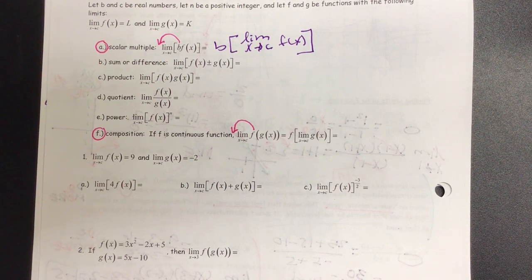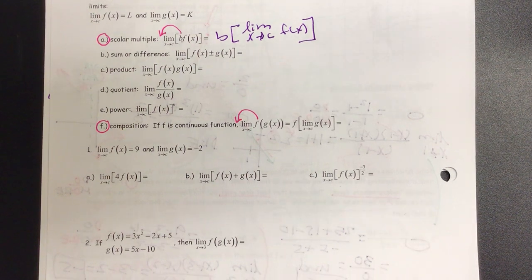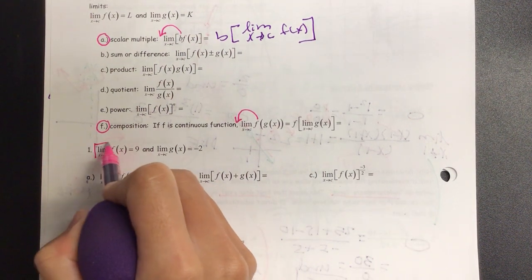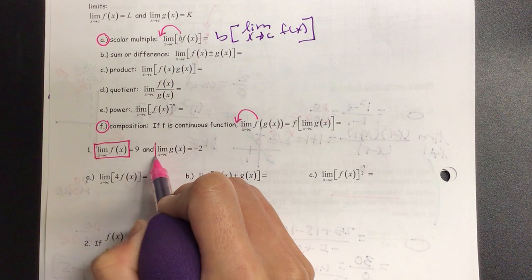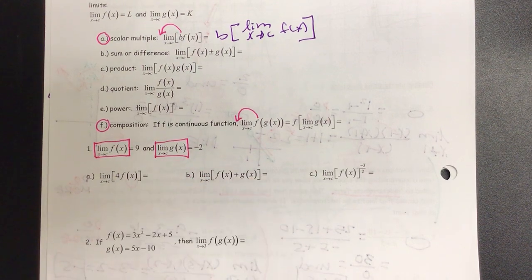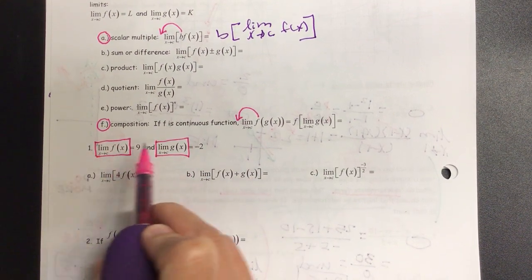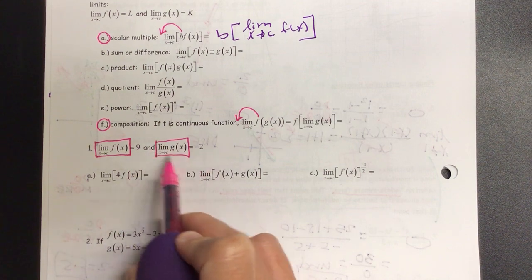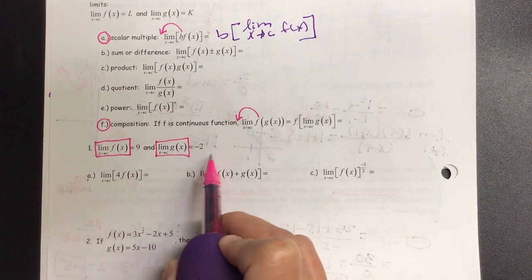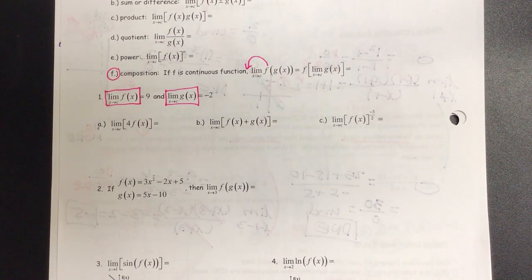So I want to look at example number 1. And I want you to box off this whole chunk of the limit and the other. Anytime I see this whole chunk, I can plug in the 9. When I see the next chunk of g of x, I can plug in the negative 2. So let's see what that basically means on part A. What number can I pull out?